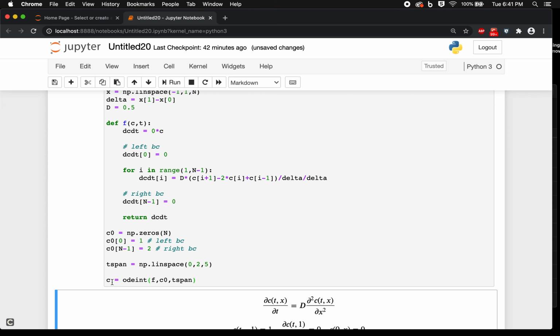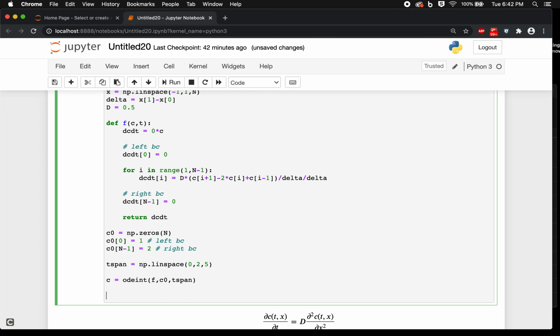And again, what's going to be returned to us is an array. The rows of the array are going to be the different times of the solution, so there's going to be 5 rows. And then the columns are going to represent the solutions for the different values it sees at the finite difference node points. So there's going to be 10 columns in this. So it's going to be a 5 by 10 matrix.